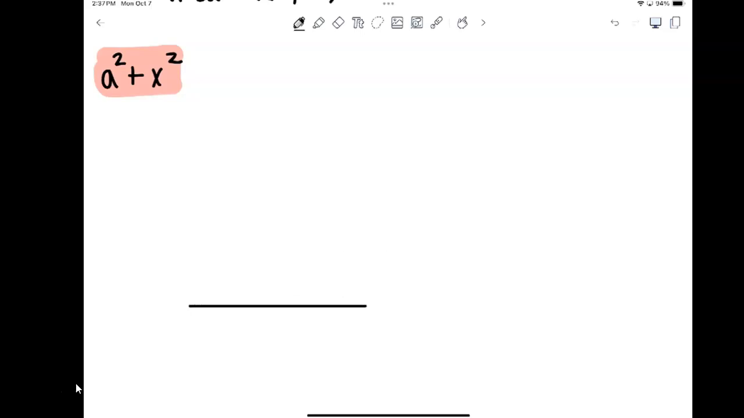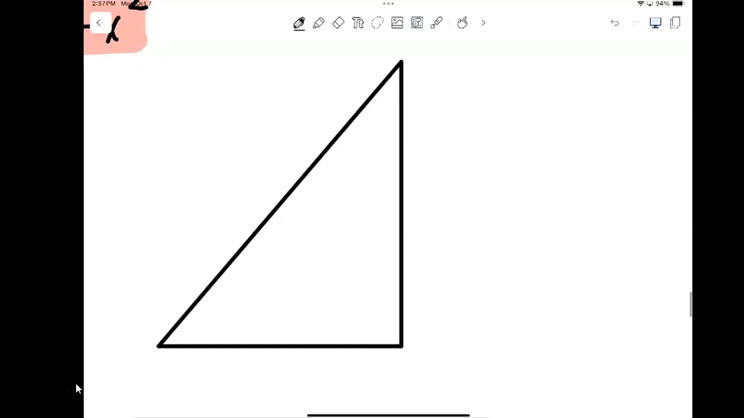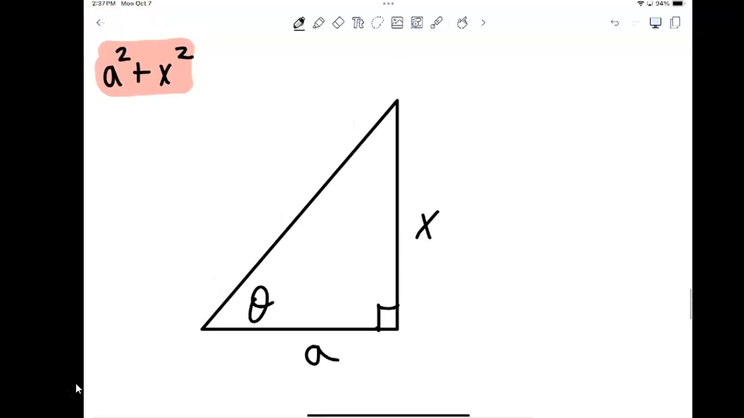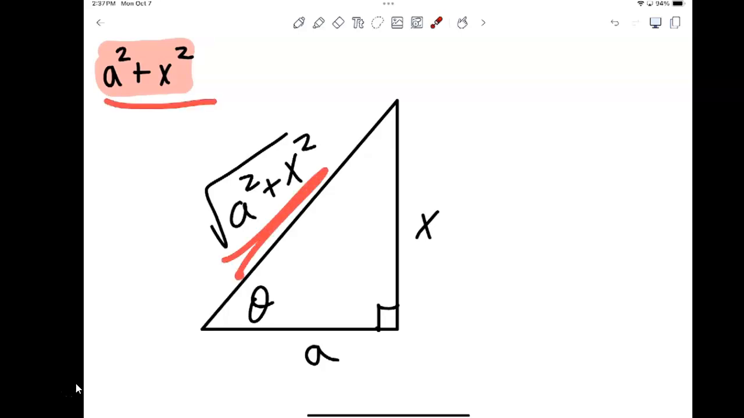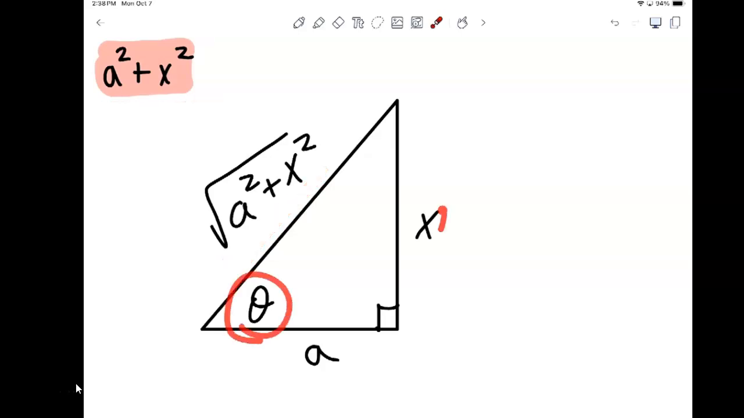When would we be adding up the two squares in a right triangle if you were looking at the sides? That would have to be the Pythagorean theorem, when you know the two legs of your triangle. In other words, x and a. Right, then the third side would be the square root of a squared plus x squared. So that would bring this a squared plus x squared into play from the Pythagorean theorem.